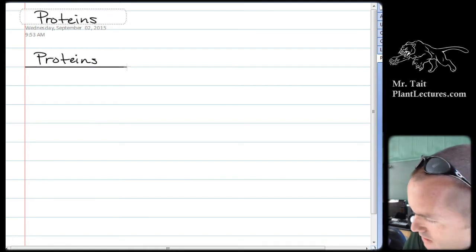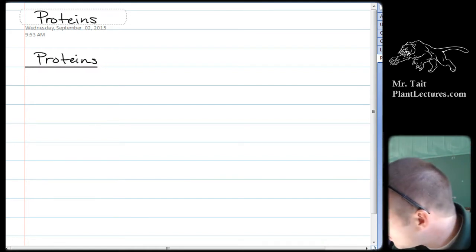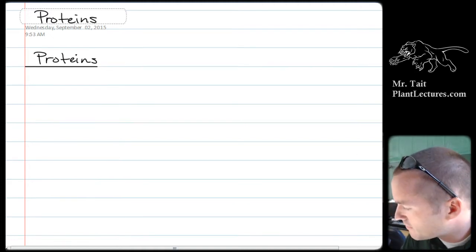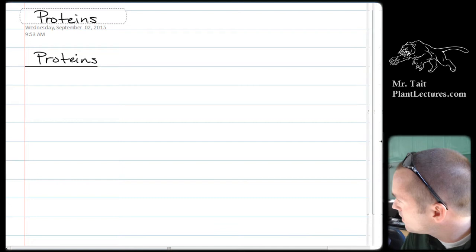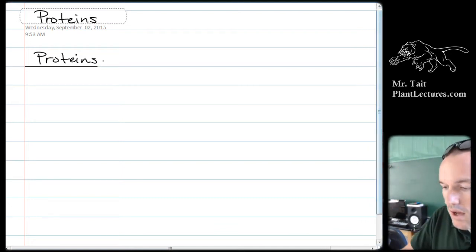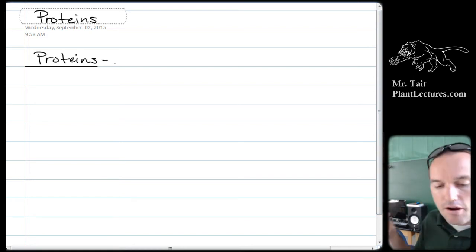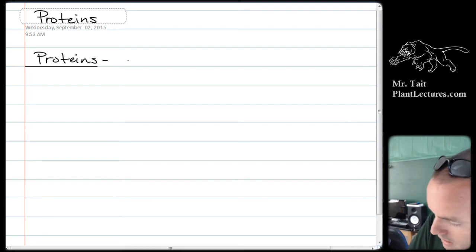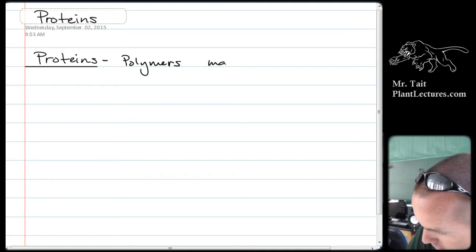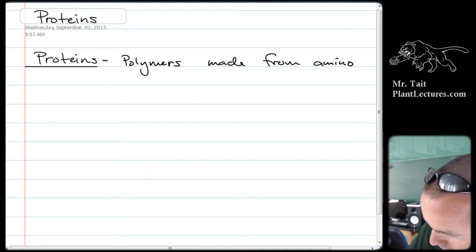First thing to know is, what is a protein? What is a protein? Proteins, they're polymers, right? They are macromolecules, and they are made specifically out of amino acids, okay? So we can say that they are polymers made from amino acid monomers.